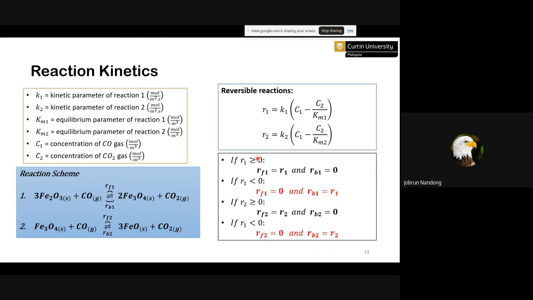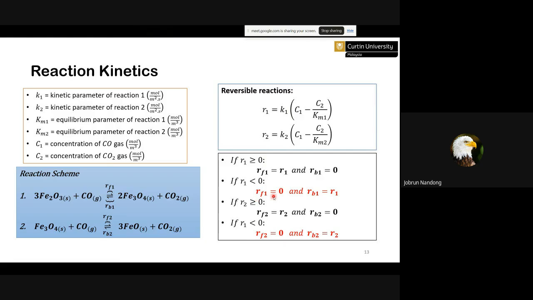So if R1 here is positive, right, we need to say we have a forward reaction. So RF1 is equal to R1. And of course, the backward reaction is 0. It cannot be both. It could be either one of them. However, if R1 is negative, we need to say this term is more dominant than this one. So RF1 here is 0 and RB1 becomes R1. Okay. So that is an important one.